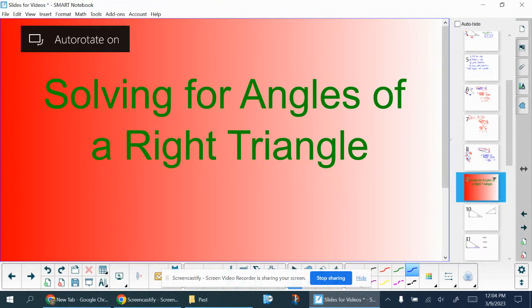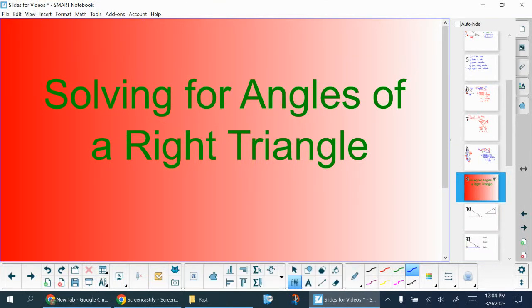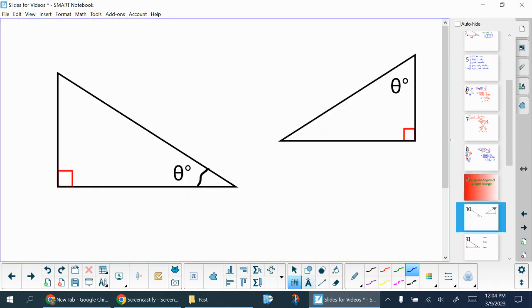Okay, so in this video, we're going to talk about using trigonometry to solve for angles in right triangles. In this case, it's going to be a lot of the same stuff as solving for sides, just going the other direction. We'll talk a little about that in just a second.